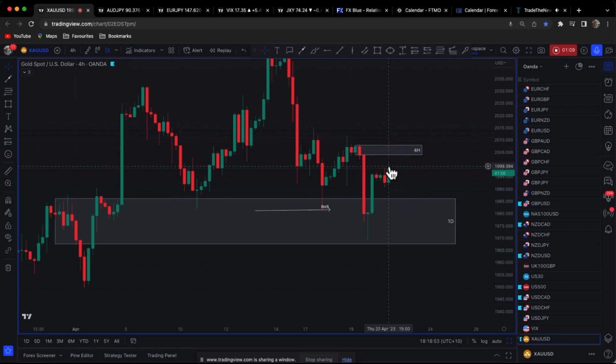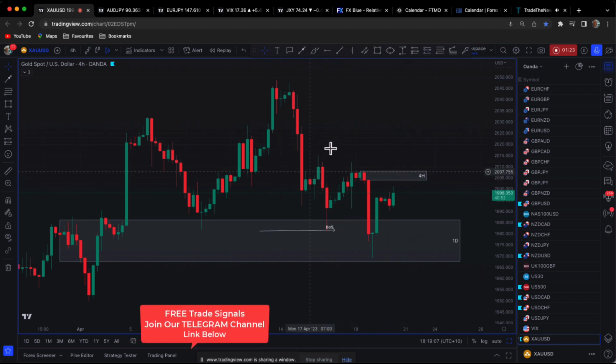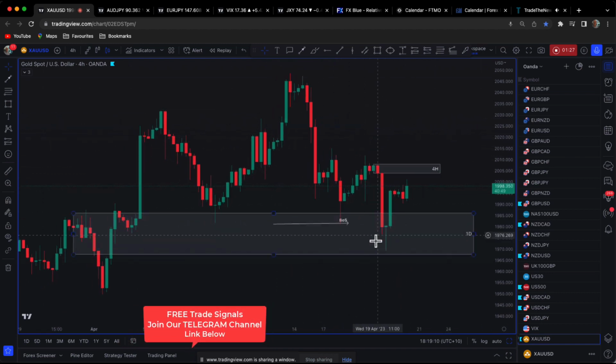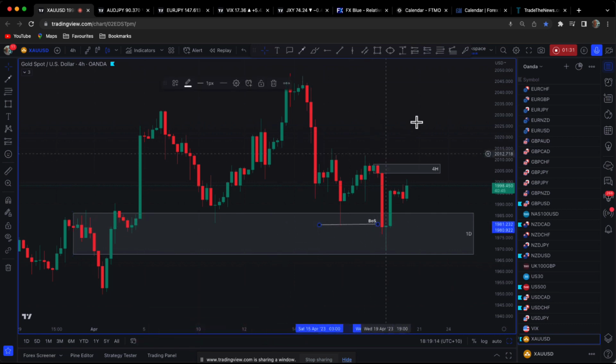I would like to see a little bit more upside here. However, in saying that, I'm good to go with a market sell. Okay, so we can see here there's lower lows, lower highs. This is trending down on the 4H. Now we've got this break of structure right here, daily and the 4H.